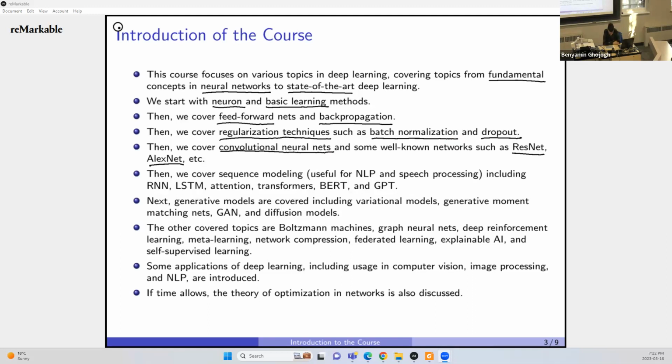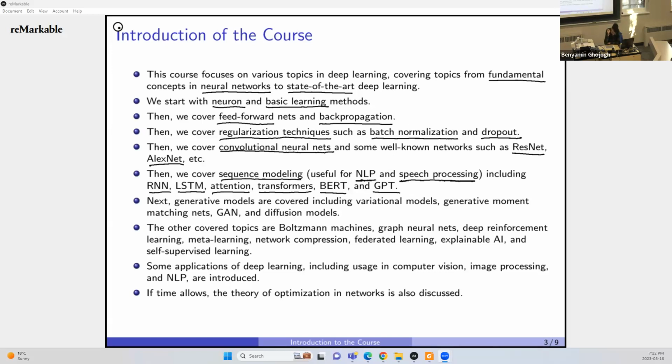Then we are going to cover sequence modeling. It can be useful for NLP, natural language processing, which is text processing, and also speech processing. One of you said speech processing, some of you said LSTM, RNN. These are related. So we are going to cover RNN, LSTM, attention, which is now state of the art for NLP. Attention mechanism, transformers, BERT, GPT. I think you have heard of ChatGPT. Large language models are nowadays based on GPT and transformers.